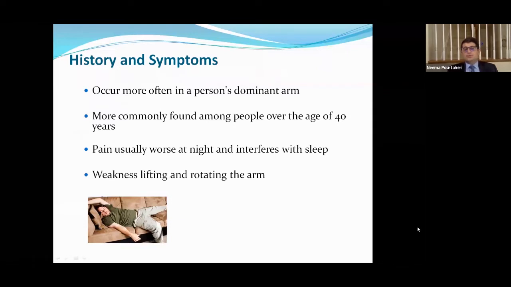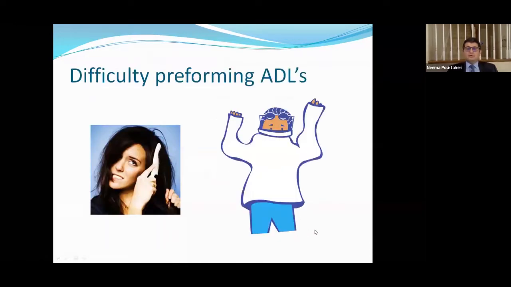So history, rotator cuff tears definitely occur more often in a person's dominant arm. They're more commonly found among people over the age of 40. It's not uncommon for folks to have pain that's worse at night and interferes with sleep. Folks also have difficulty lifting things, particularly overhead and rotating the arm. Folks also have difficulty performing activities of daily living, like combing their hair or getting dressed.